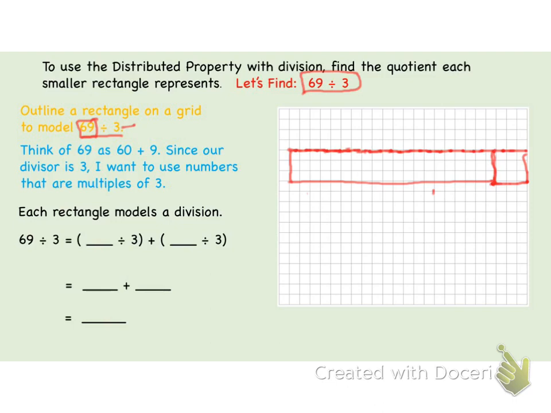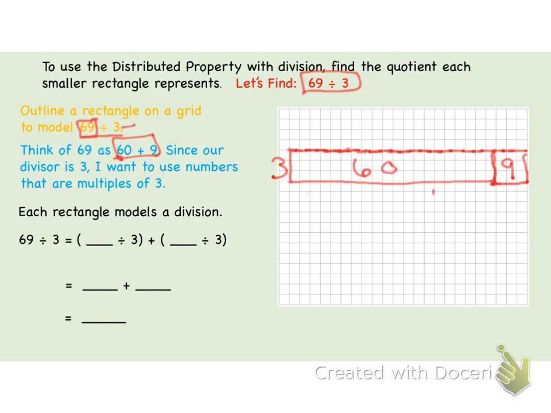Okay, if you've started the video, I'm going to assume that you've already copied down the rectangle. Let's do a little bit of review. When I made this box, I thought of 69 as being 60 plus 9. I know that there are 60 squares here, and I know that there are 9 squares here. So that's where I get my 69. Our divisor is 3. I want to use the numbers that are multiples of 3, which is why I did 30, 3 times 10, and then 3 times 10 again to give me my 60.